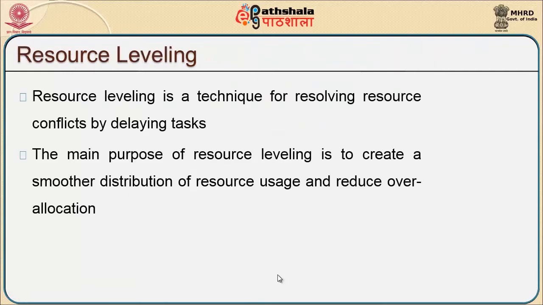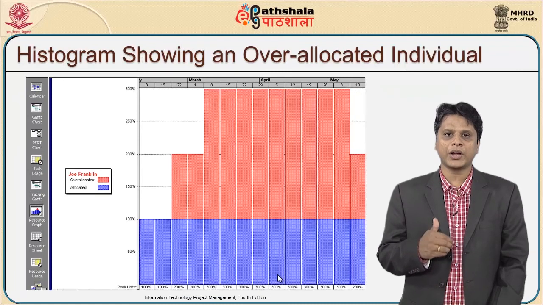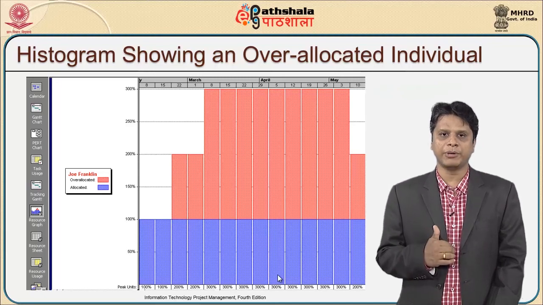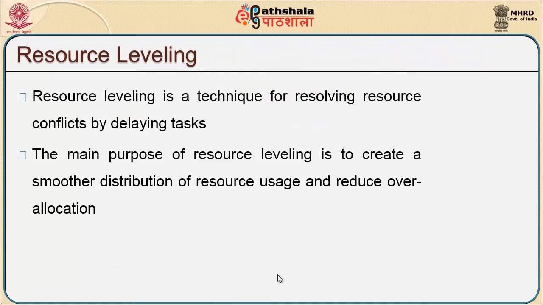Resource leveling. Resource leveling is a technique for resolving resource conflicts by delaying tasks. So if we are trying to level all the resources, unfortunately there may be a conflict of delaying certain tasks. The main purpose of resource leveling is to create a smoother distribution of resource usage and reduce over allocation. In comparison with the previous slide, we should not feel that we have allocated more resources than required, and then we should not level or normalize it as a whole.